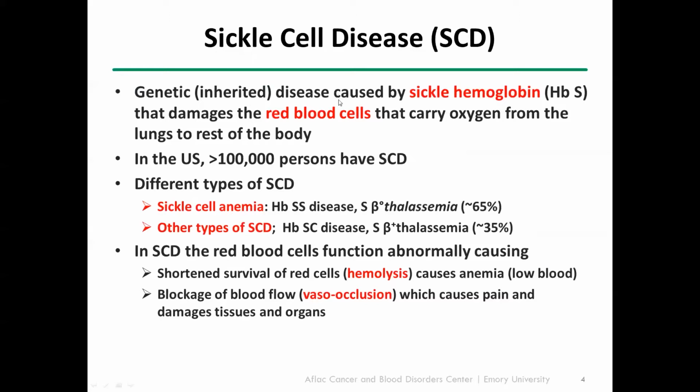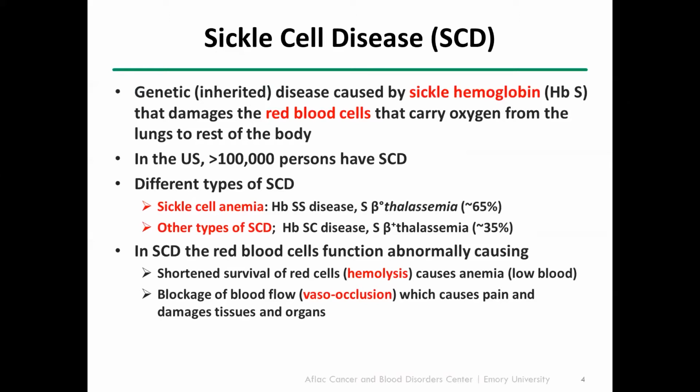And of course, there are different types of sickle cell disease. The most common kind is SS disease. So this is sickle cell caused by the inheritance of a sickle gene from both mother and father. And the other kind of sickle cell anemia is the sickle beta 0 thalassemia. And about 65% of persons in the U.S. who have sickle cell disease have these two kinds that are collectively referred to as sickle cell anemia.